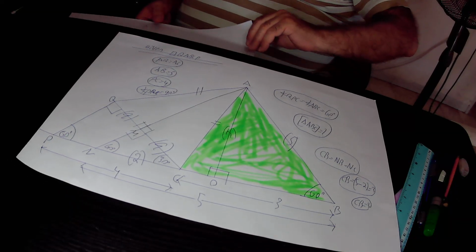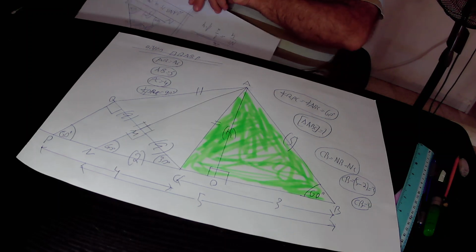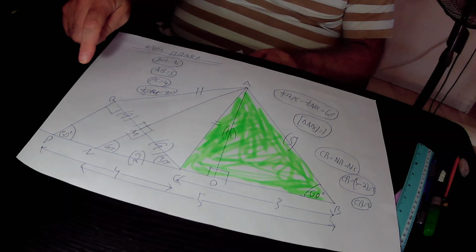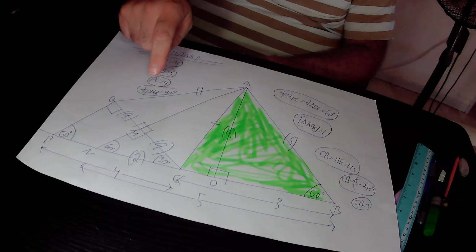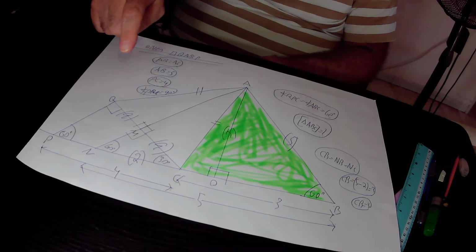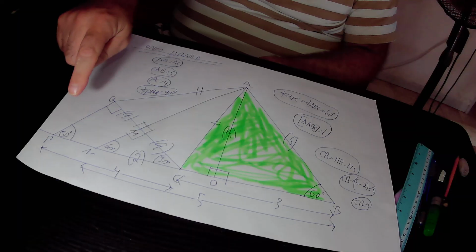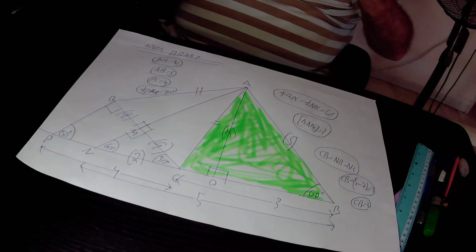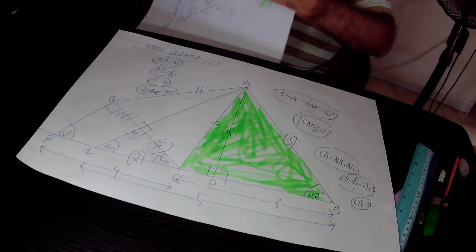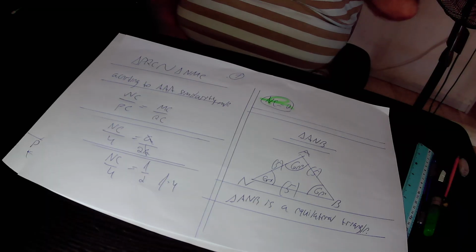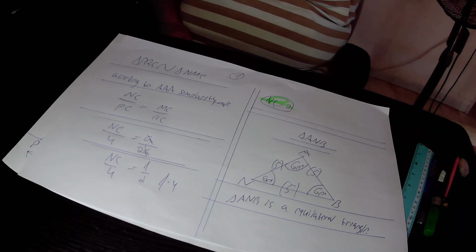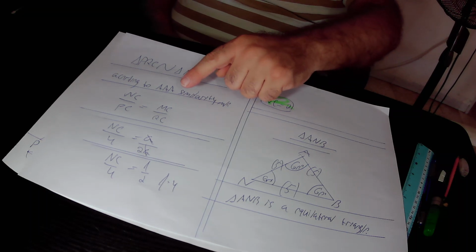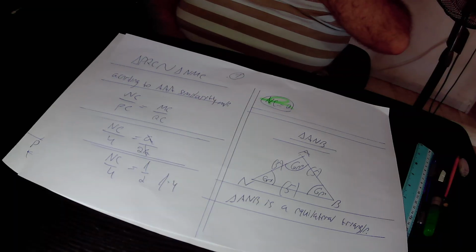We derive that side NC of the small right triangle NMC over side PC of the big right triangle PQC is equal to side MC of the small right triangle NMC over side QC of the big right triangle PQC.